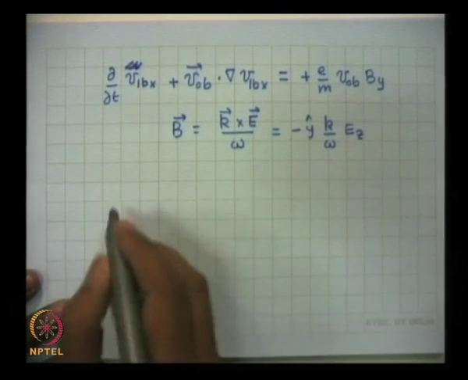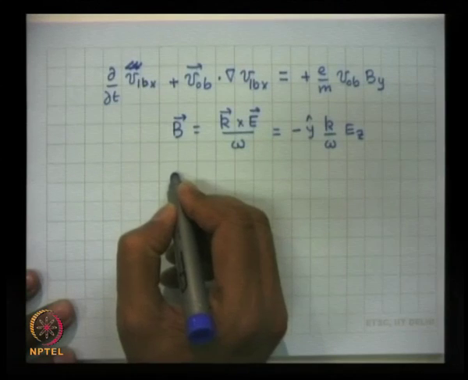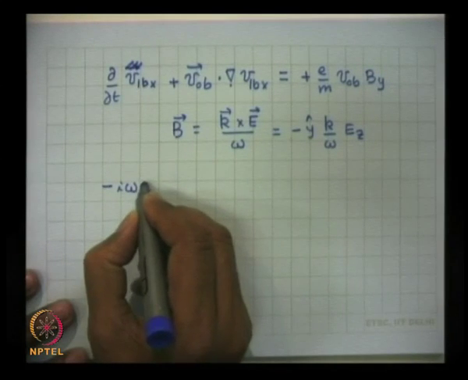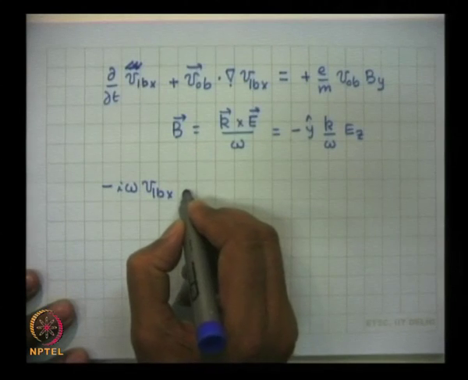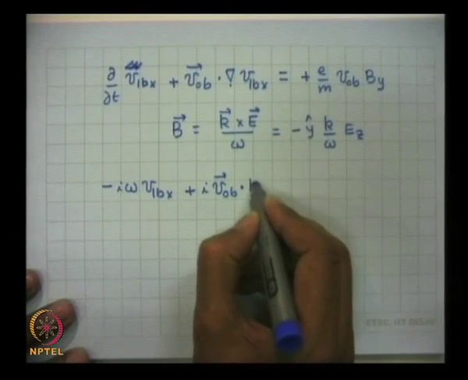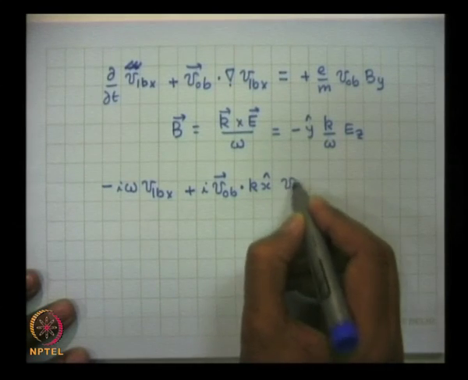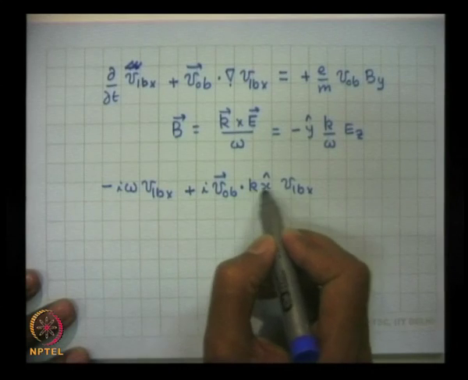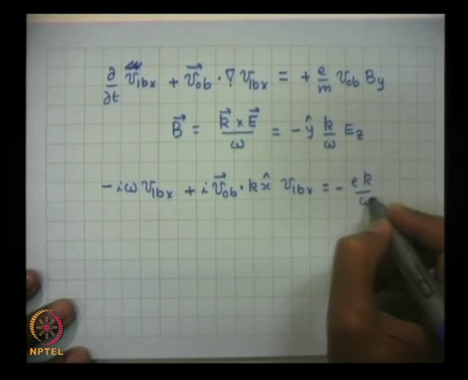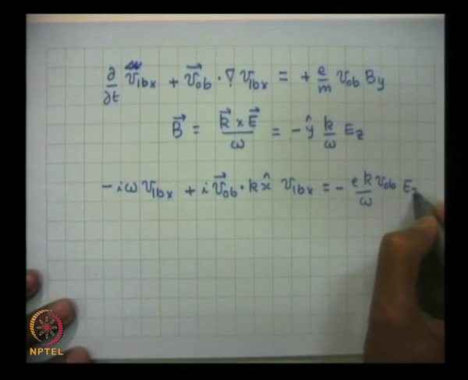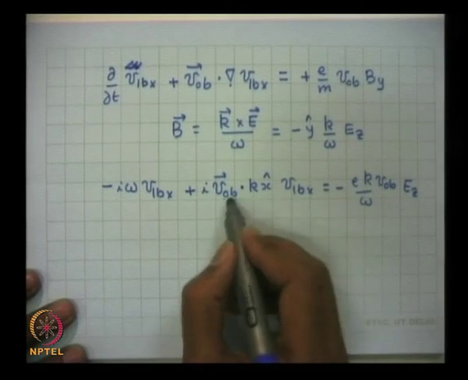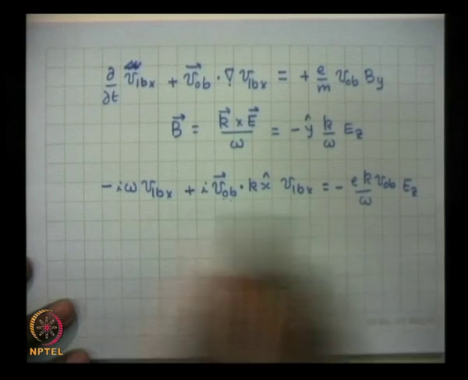Just substitute this in here and replace ∂/∂t by minus iω and the del operator by ik x cap. So, I get minus iω V1b x, this gives you plus i V0b dot k x cap into V1b x. So, i into k x cap is the value of the del operator, and the right hand side would be equal to minus E k upon omega V0b into Ez. This term is identically 0 because V0b is in the z direction. So, when you dot this with k, it will be 0 and you will get V1b x so much.